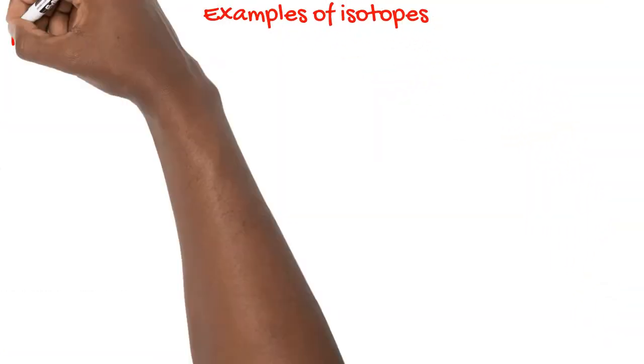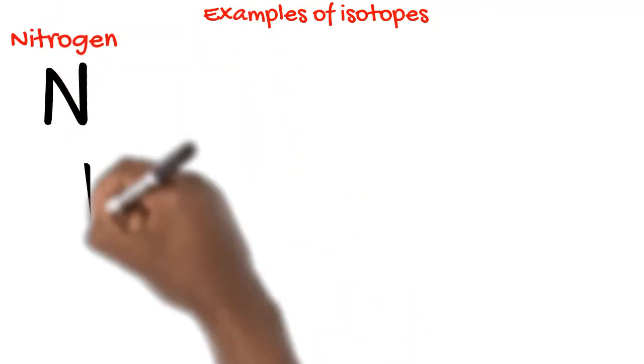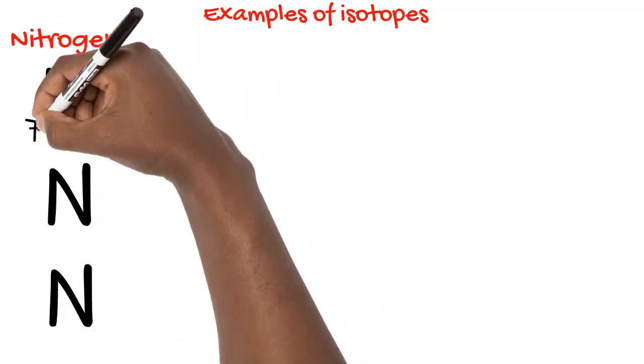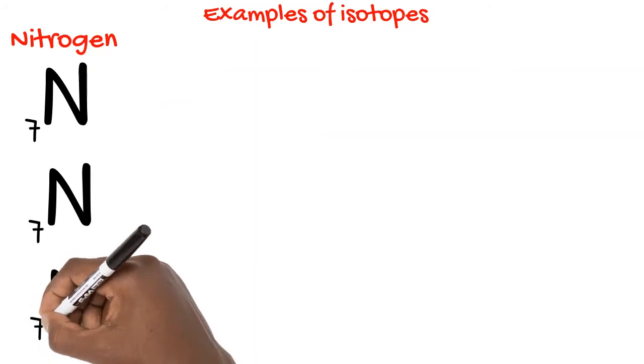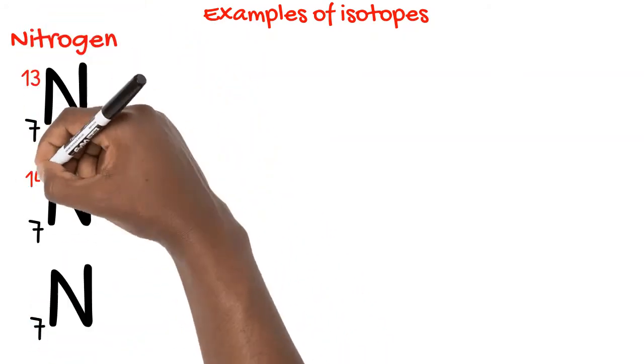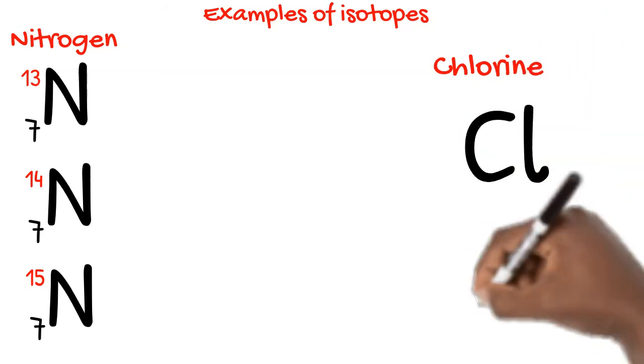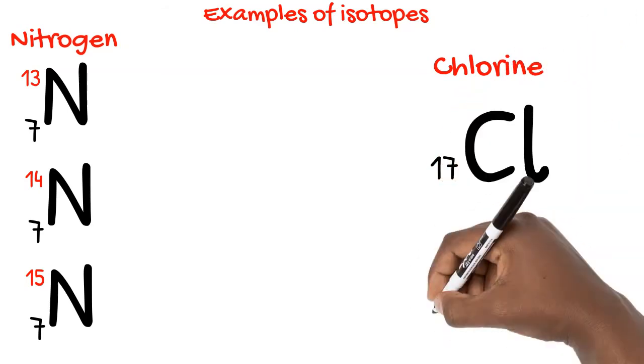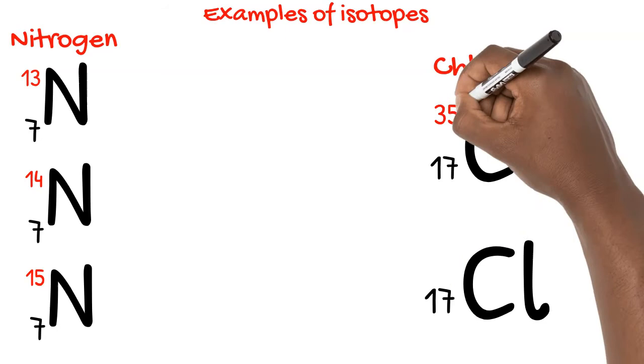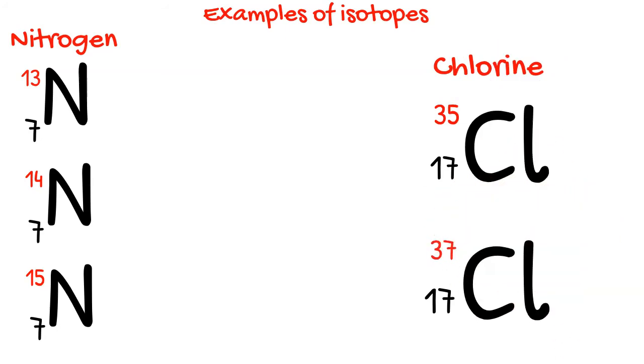So here are a few examples of isotopes. Nitrogen has 3 isotopes that all have the same atomic number of 7, but different mass numbers of 13, 14, and 15. And chlorine has 2 isotopes, with the same atomic number of 17, but different mass numbers of 35 and 37.